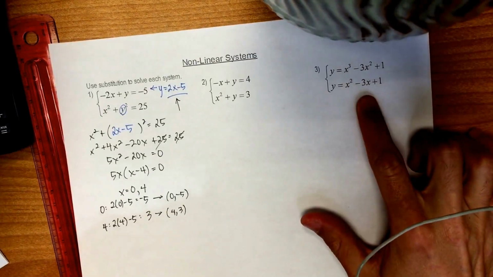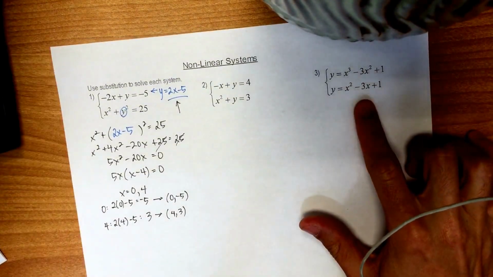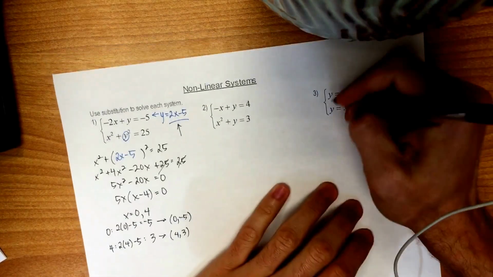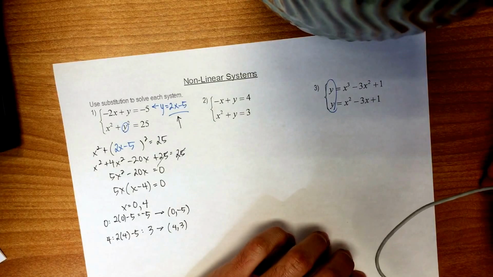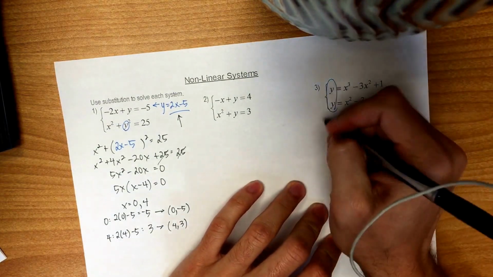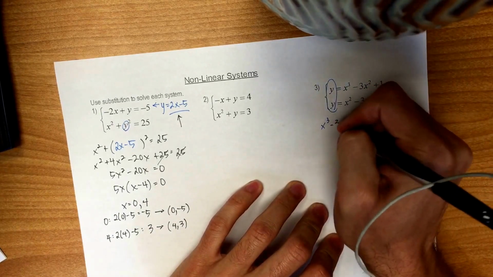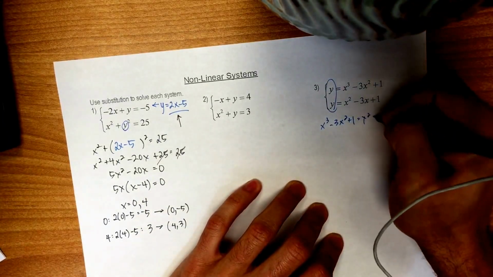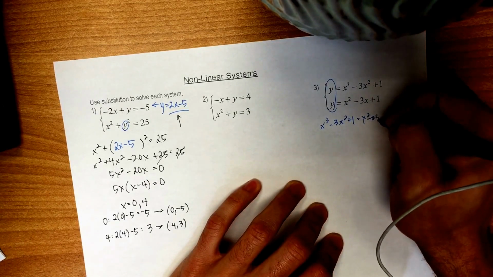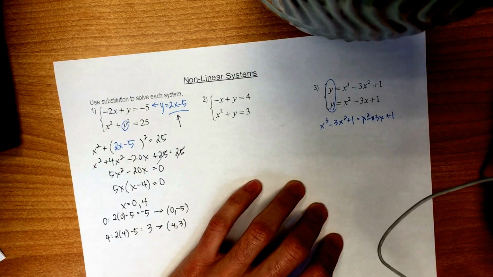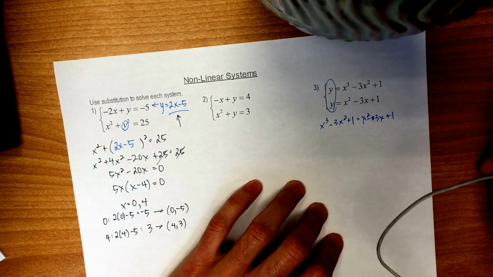Last one, we're going to skip over here to number 3. Now I want you to notice about this. See how these are both solved for y? Since they're both solved for y, that means they're equal to each other. So I'm going to take the top equation, and I'm going to simply set it equal to the bottom equation. You have two things that are equal to the same thing, then they are equal to each other.